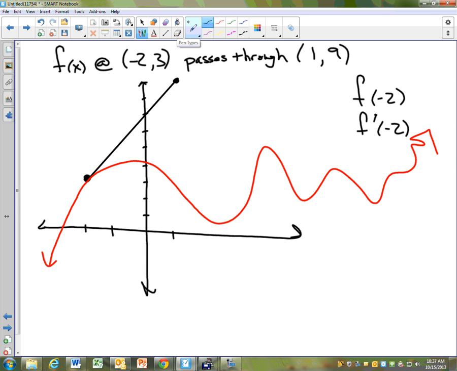So the two things we want to identify are f of -2 and f prime of -2. This first one should hopefully be obvious. What is f of -2? 3. If you plug -2 in, you get an output of 3. That's what that means. What does f prime of -2 mean? It means the slope of the tangent line. Do we have enough information to find the slope of the tangent line? We sure do. Okay?